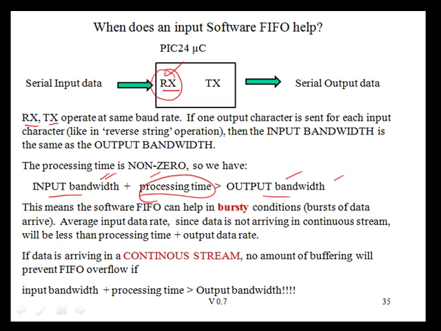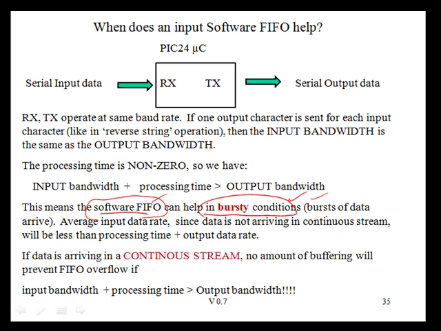When you have this condition, if you have data arriving in a continual stream, then no matter how big this input software FIFO is, at some point it will overflow. So when will a software FIFO prevent overflow? It will prevent an overflow if data arrives in bursts, which is a more typical type of operation for a serial port. What you can do is size your software FIFO such that it is big enough to accommodate the largest burst of data, which will be dumped into your software FIFO by the ISR, and then when your CPU is free, it can process that burst of data.